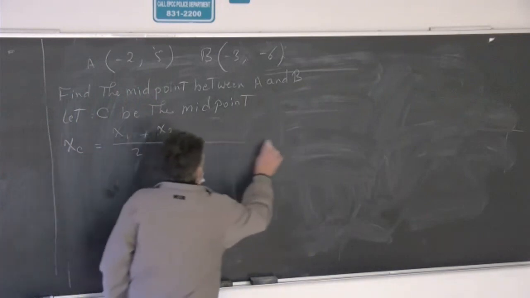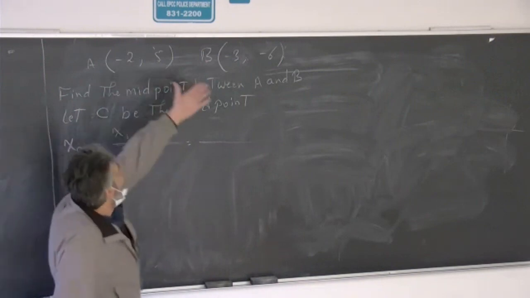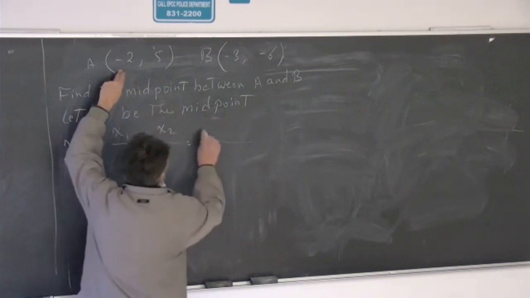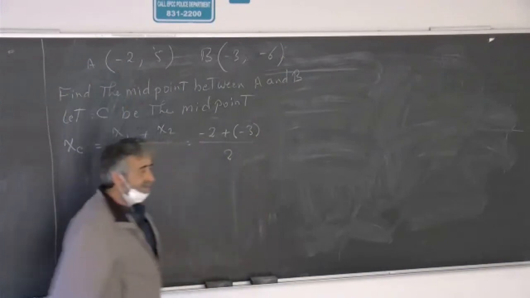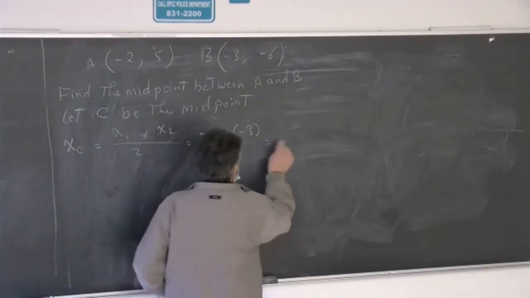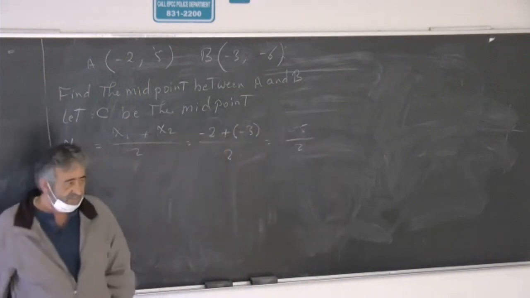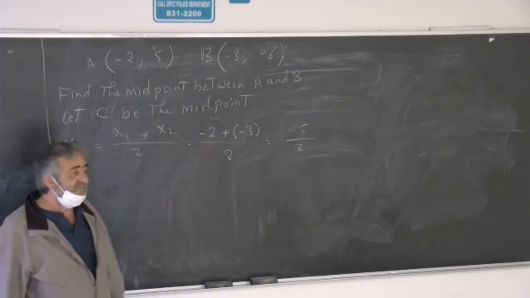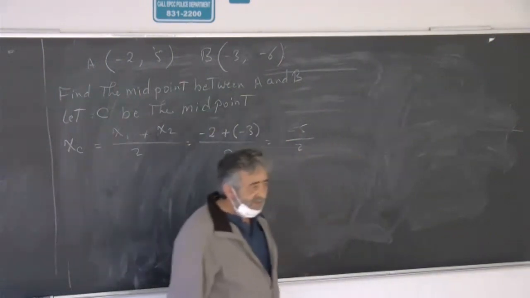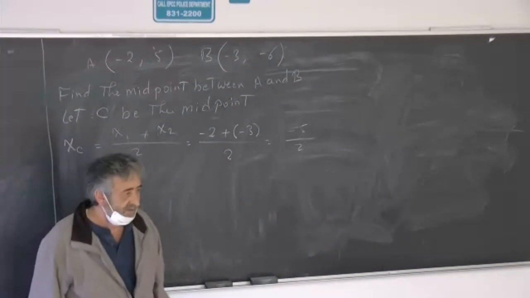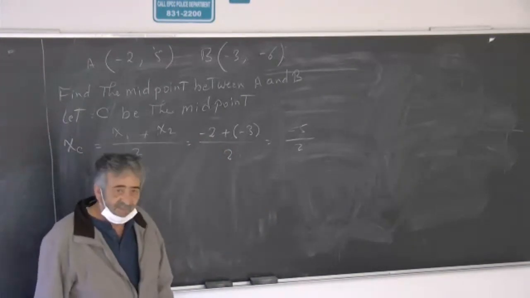So here you go. I'm just going to put them in the order that we're given. So this one is x1, this is x2, right? So x1 is negative 2 plus negative 3, over 2, and that is going to equal negative 5 over 2. Now you can write that number as negative 2.5, which is fine, because if you divide 5 by 2, you get 2.5. Yes? Because the division ends. Unless it says write it as a fraction, then you have to go with the fraction.